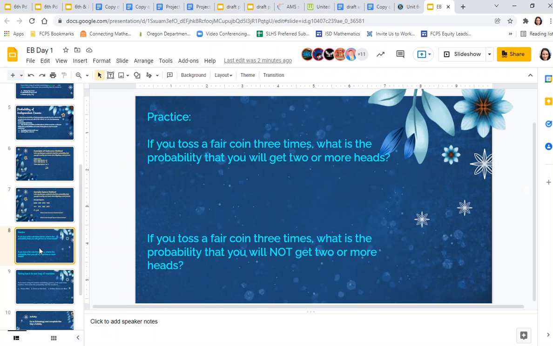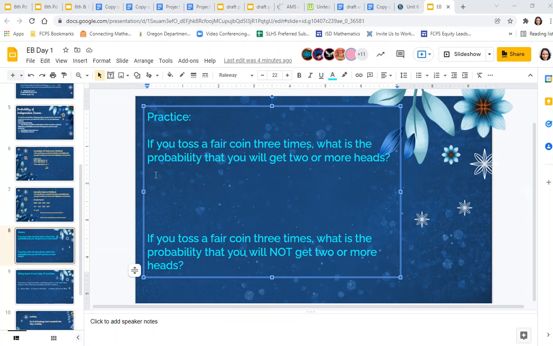So we have some practice here. If you toss a fair coin 3 times, what is the probability you will get 2 or more heads? And if you toss a fair coin 3 times, what is the probability you will not get 2 or more heads? So I'm going to pause for a minute so you can think about those.